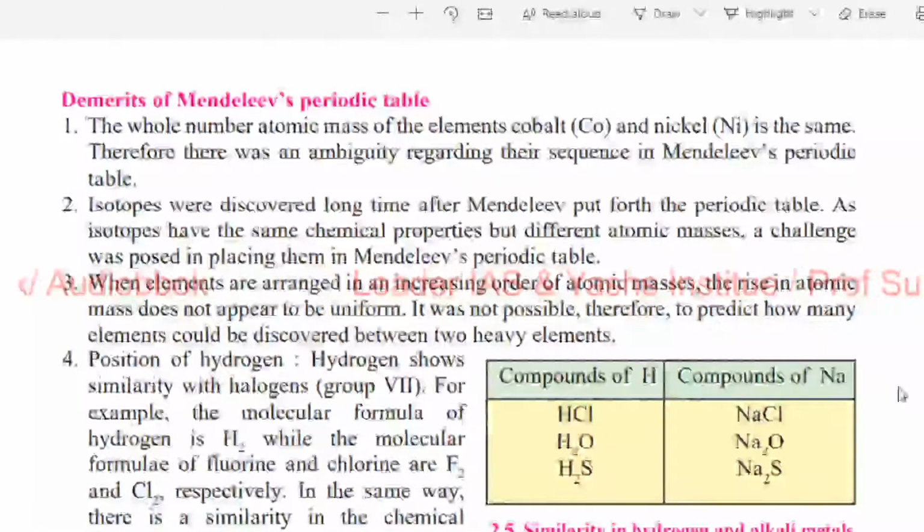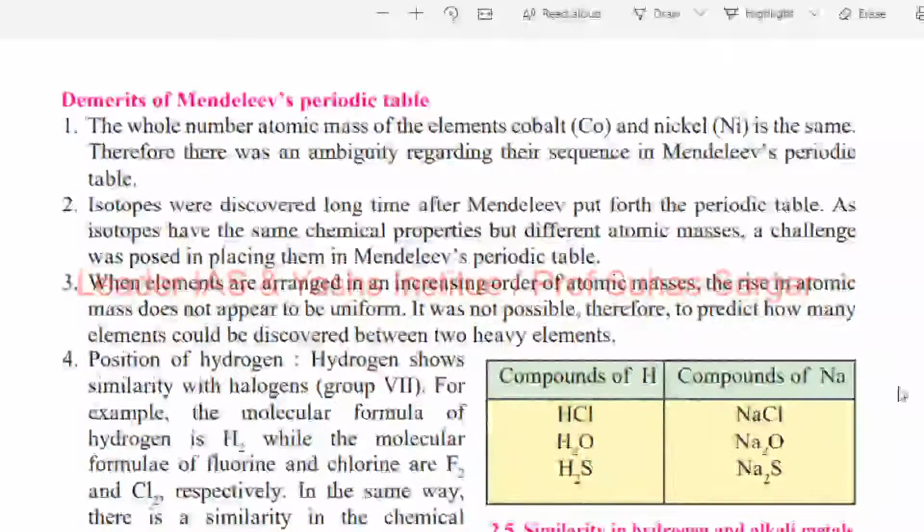Next topic is the demerits of Mendeleev's periodic table. The whole number atomic mass of the elements cobalt (Co) and nickel (Ni) is the same. Therefore, there was an ambiguity regarding their sequence in Mendeleev's periodic table.